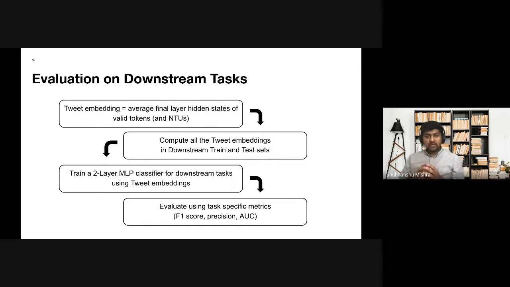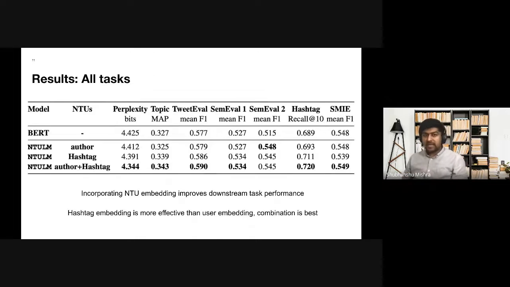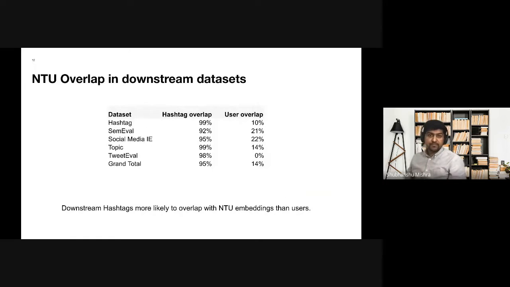Next, we use tweet representation from NTULM as input for downstream classification tasks. Here, our goal is to show that NTULM can act as a good general-purpose tweet encoder, which can be used out of the box without needing any more fine-tuning on the encoder side. Again, we observe that NTULM is effective and leads to better downstream performance compared to BERT, with a combination of NTUs being the most effective.